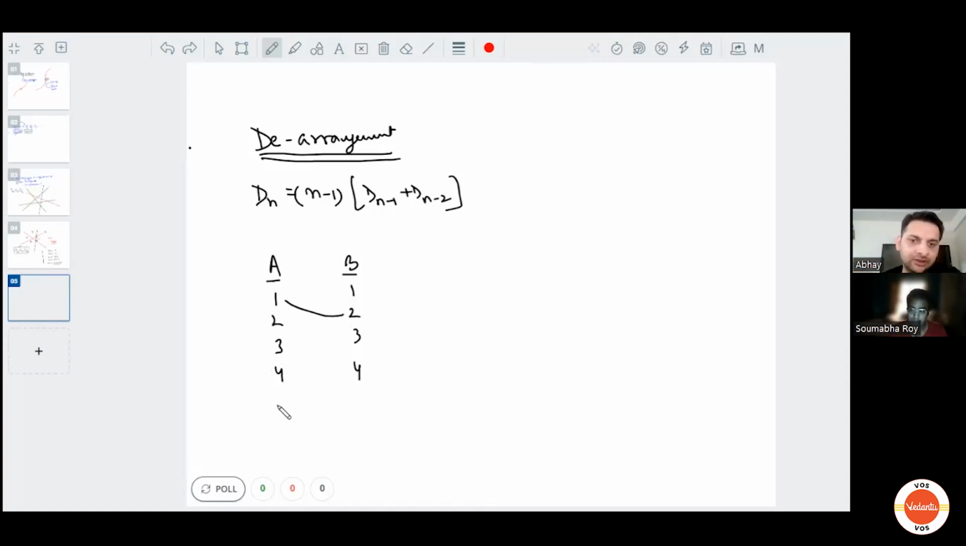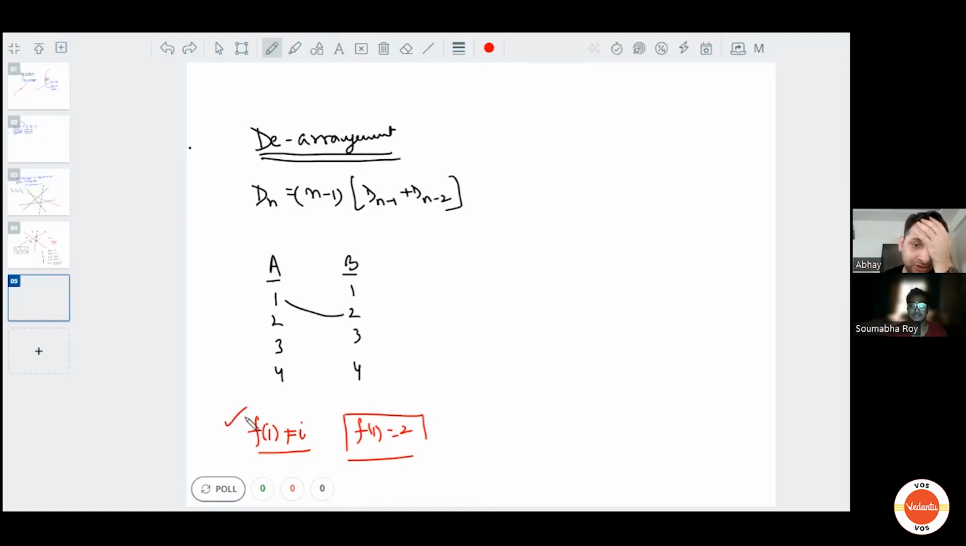So let me make things simple. Let's say there are 4 elements in set A and 4 elements in set B, and you have to make functions from A to B such that f of i is not equal to i. Basically I'm talking about derangements. So how many functions will be there such that f of 1 is equal to 2? f of i is not equal to i, but f of 1 is 2.